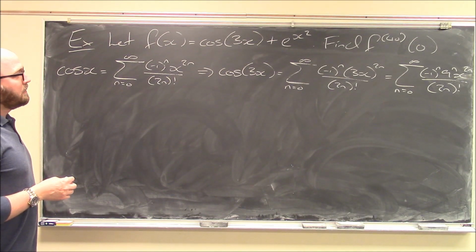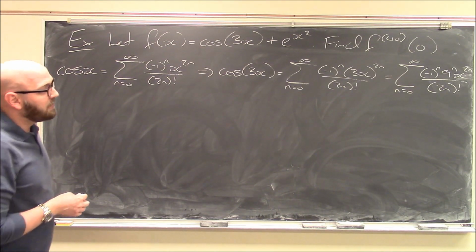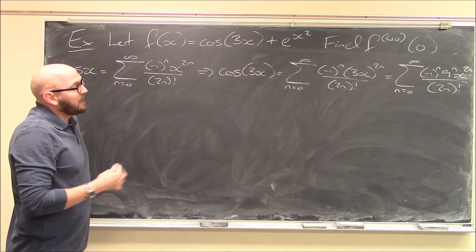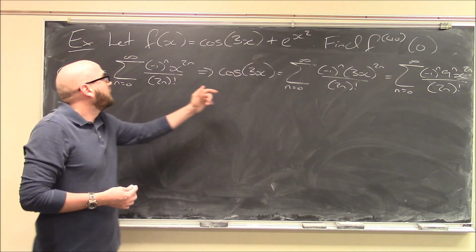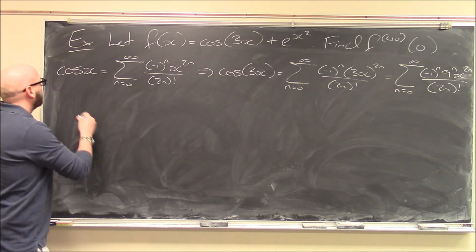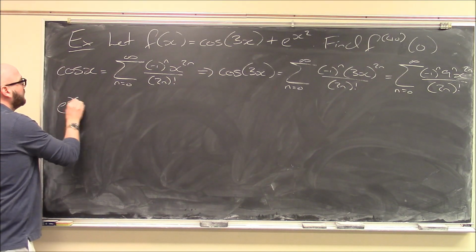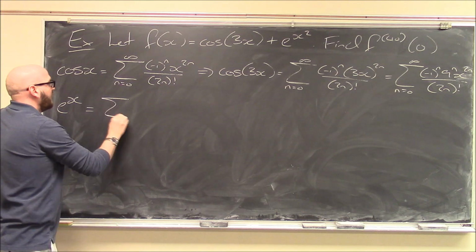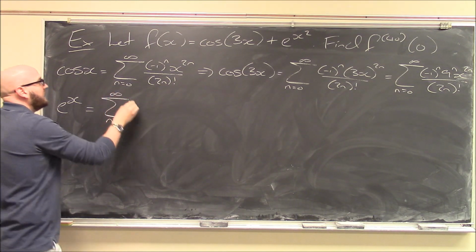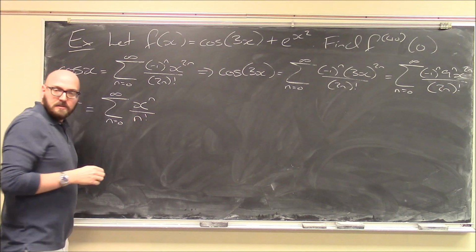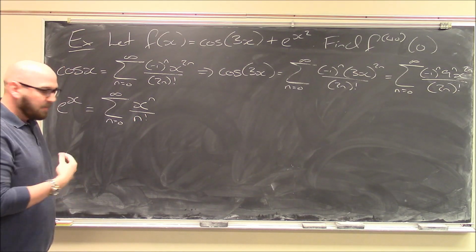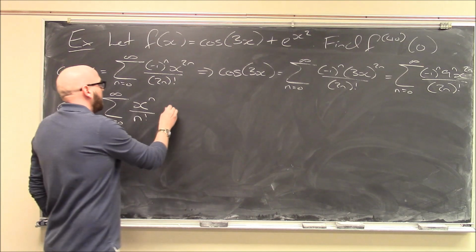And yeah, there's a power series expression, or a Taylor series expansion if you want, around 0 for cosine of 3x. Now do the same thing for e to the x squared. So e to the x, I know what that is. That's the sum from n equals 0 to infinity of x^n over n factorial. Converges for all values of x.